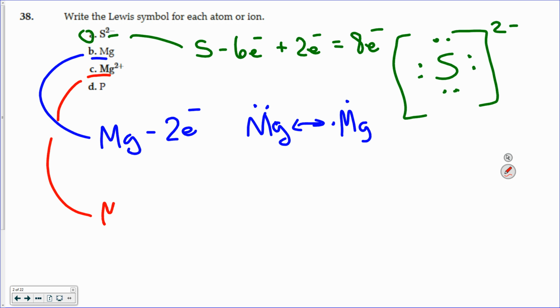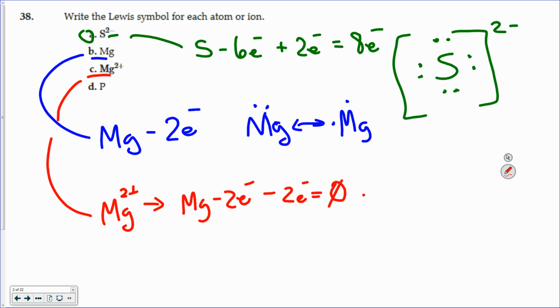All right, so if we now look at the next one, if it's the magnesium 2+, so with this one, magnesium, we just said had 2 valence electrons. The fact that it's 2+ charged, what does that mean? Does it add electrons to it or lose electrons off? Lose. So it loses 2 electrons, so minus 2 electrons. That means that it has 0 valence electrons.